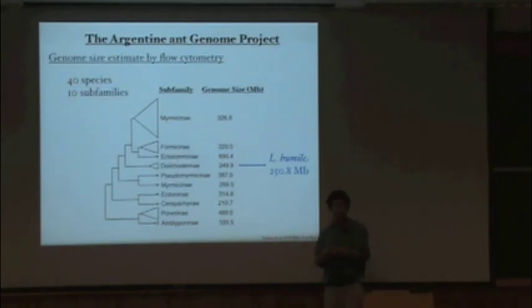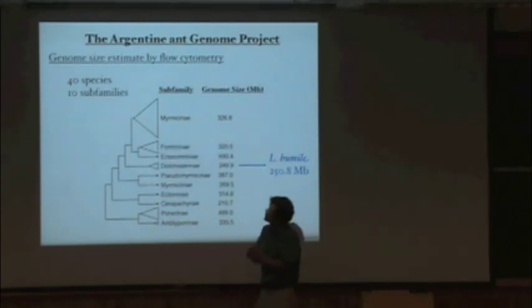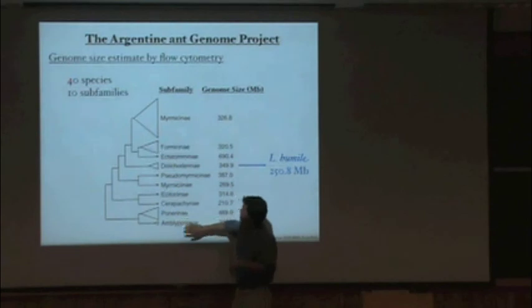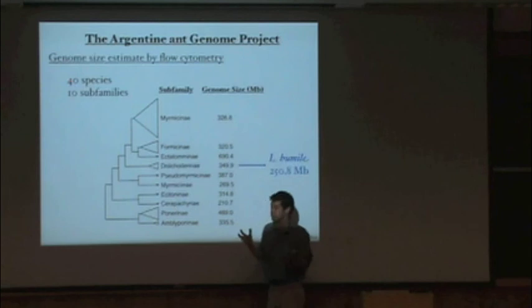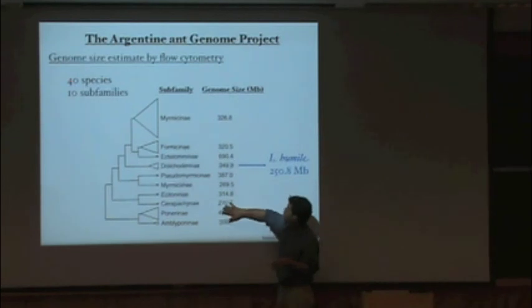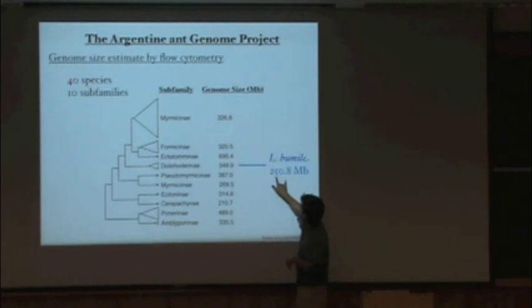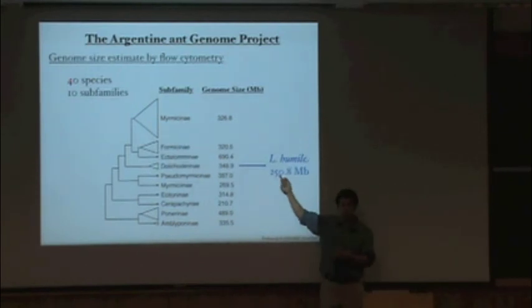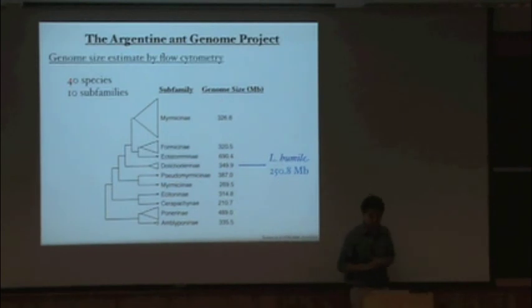As a first pass, we did a study where we looked at genome sizes of ants. Amazingly, people knew essentially nothing about the genome sizes of ants before we did this. We estimated the genome sizes of 40 species of ants from across the ant phylogeny. These are just the different subfamilies of ants. All ants fall within one family, and then there are these different subfamilies. It turns out that ants overall have relatively small genomes, between 200 and 500 million bases. Argentine ants have one of the smallest genomes of all the ants that we studied, about 250 million bases, about the size of the honeybee.